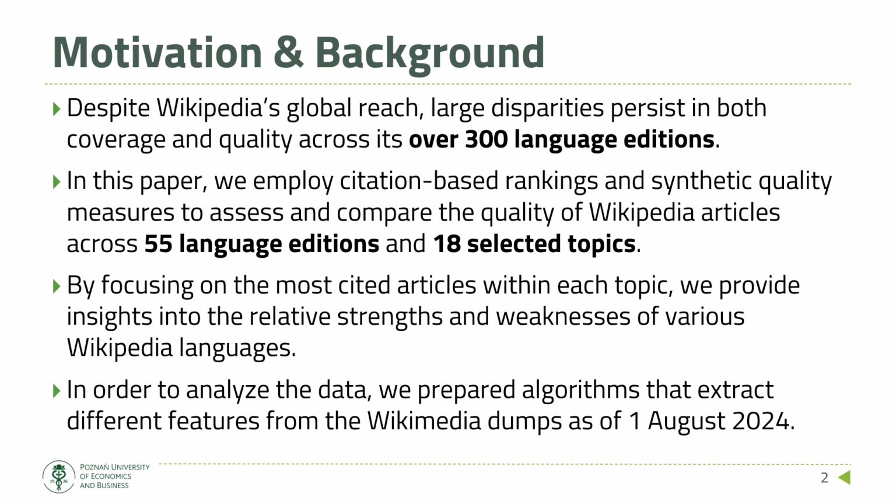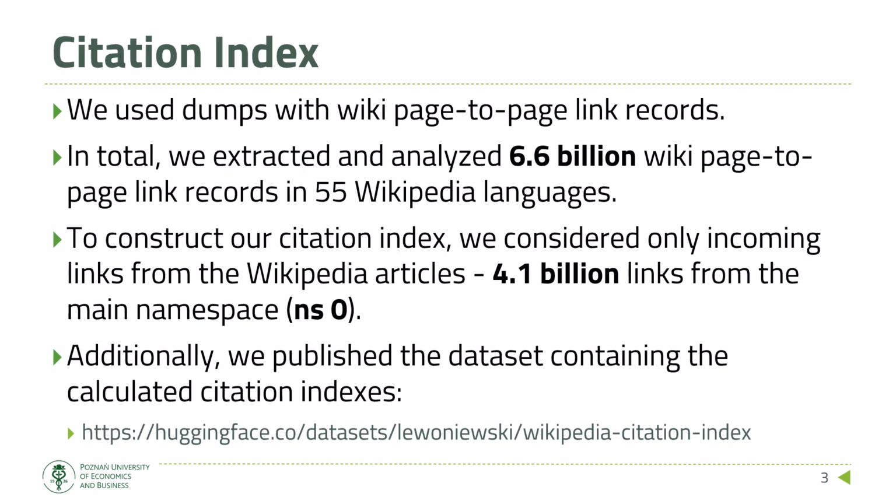This may also apply to content that is relevant to a specific language community. So, quantifying these gaps can be essential for targeted community efforts. Our study tackles this challenge by analyzing 55 language editions and 18 topical areas. We rank articles by incoming wiki links and then score their substantive quality through a normalized, multi-feature measure covering various important features. Let me walk you through how we generated the citation index that drives the rest of our analysis.